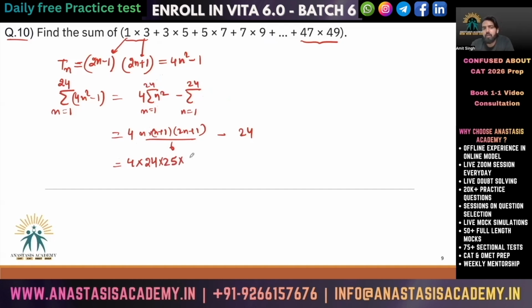Now I should put the value of n as 24: 24 into 25 into 49 divided by 6. So this is 4 times 4900, which is 19,600. So 19,600 minus 24 becomes 19,576. So the sum of this series would be 19,576.